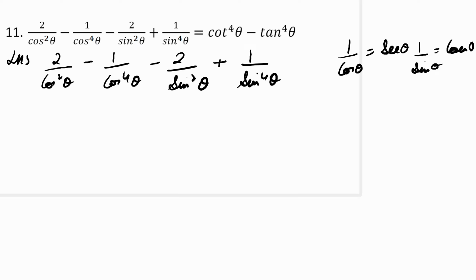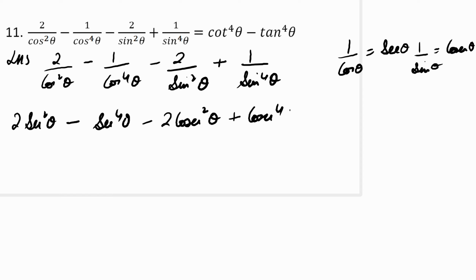Cosec theta, cosec theta. So I can write 2 sec square theta minus sec 4 theta, minus 2 cosec square theta plus cosec 4 theta. This is sine, so I will convert into cosec, and this is 1 upon cos, it will convert into sine. Now instead of sec square theta, I will write 1 plus tan square theta. I have already told you many times.